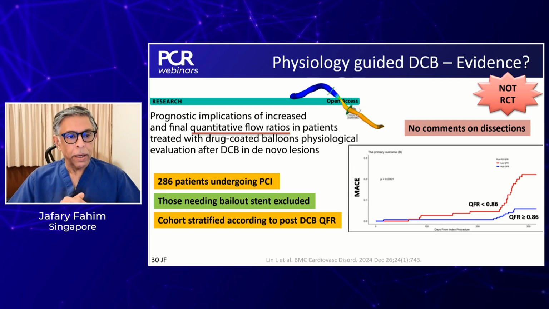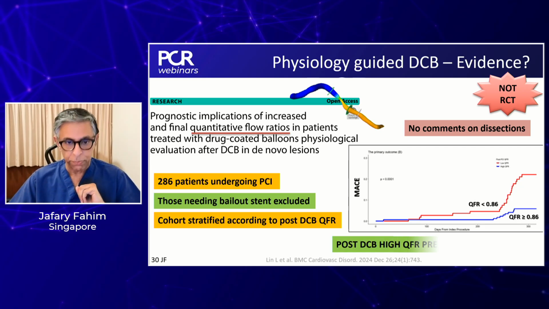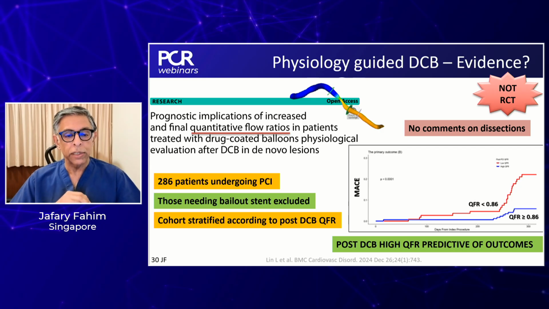And another group relatively recently looked at using angio-based FFR, in other words QFR, instead of a wire-based technology, and looked at about 280 odd patients who were then stratified according to what the post-DCB QFR achieved. As you can see on the right-hand panel, if you got a good QFR post-DCB, defined in this study as more than 0.86, it was highly predictive of good outcomes. Again, the limitations of the data are that it's not randomized, and they didn't specifically look at dissections.